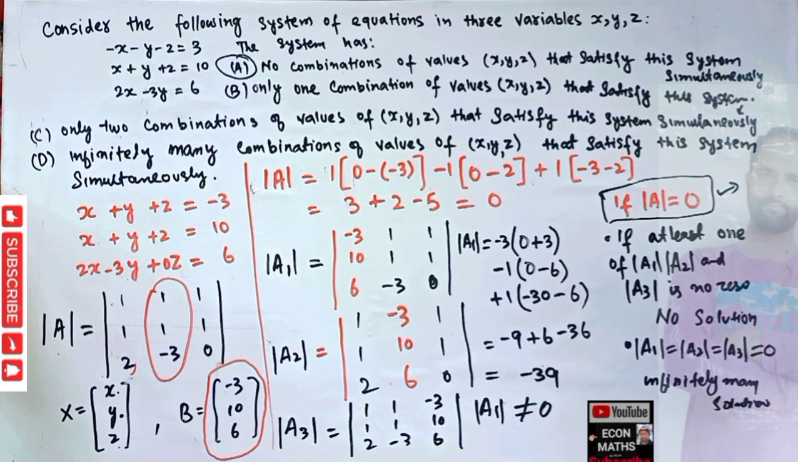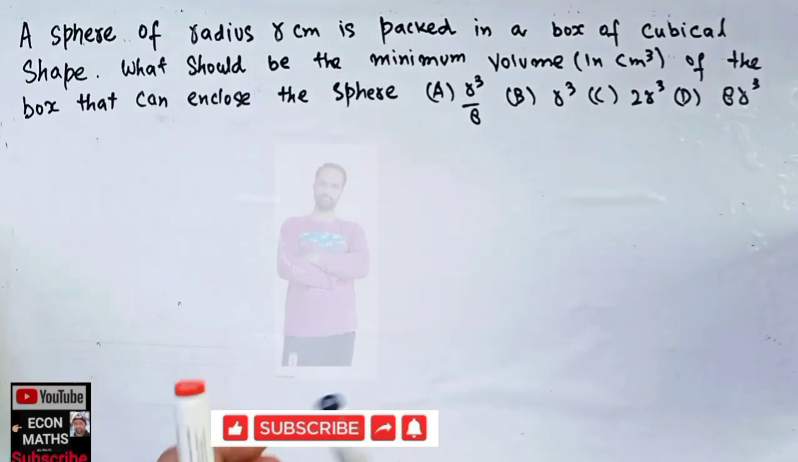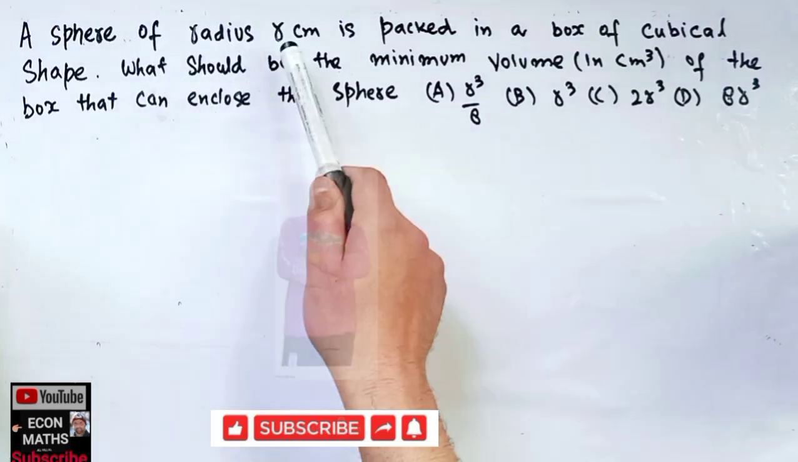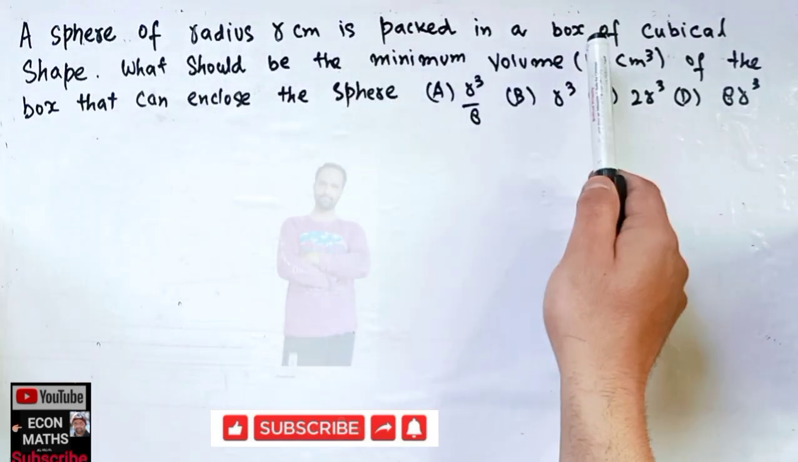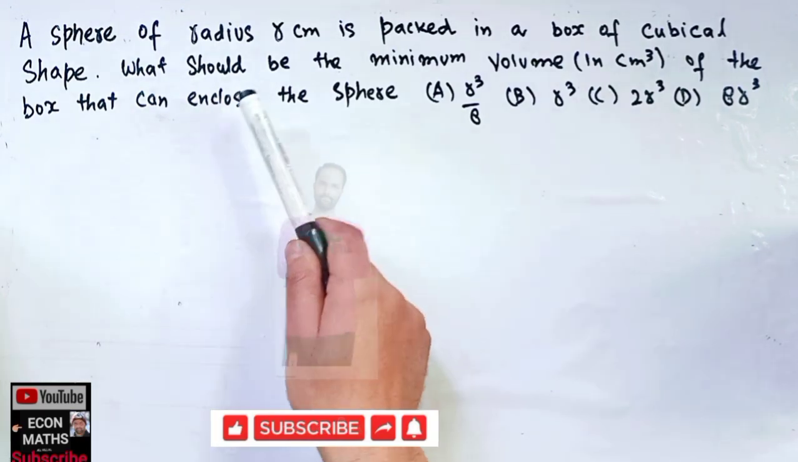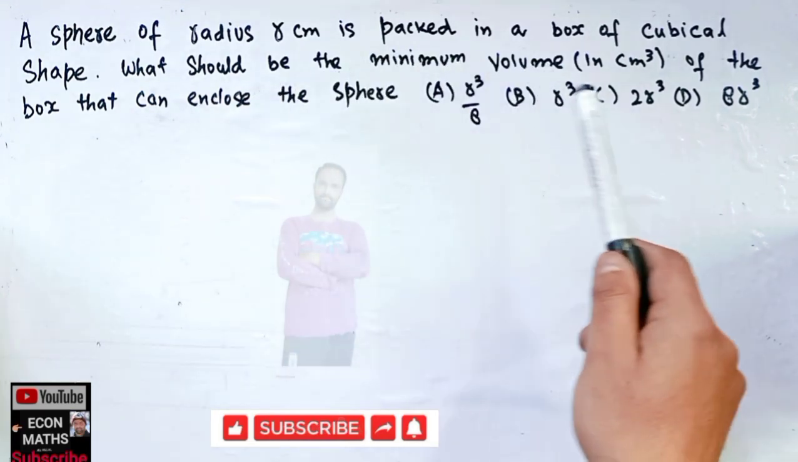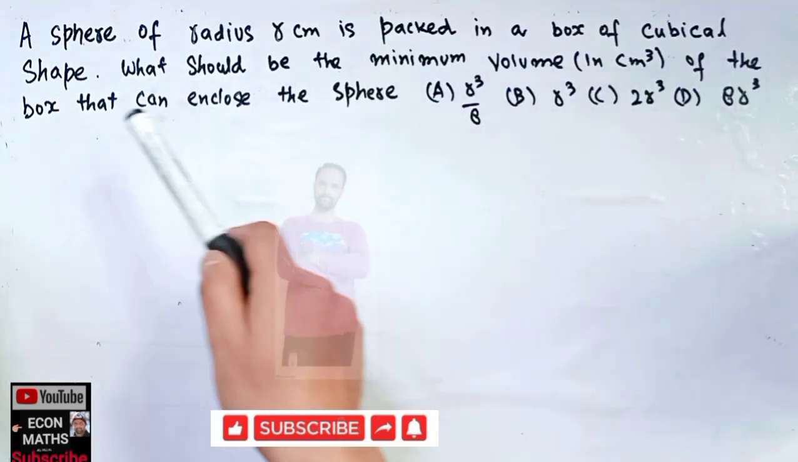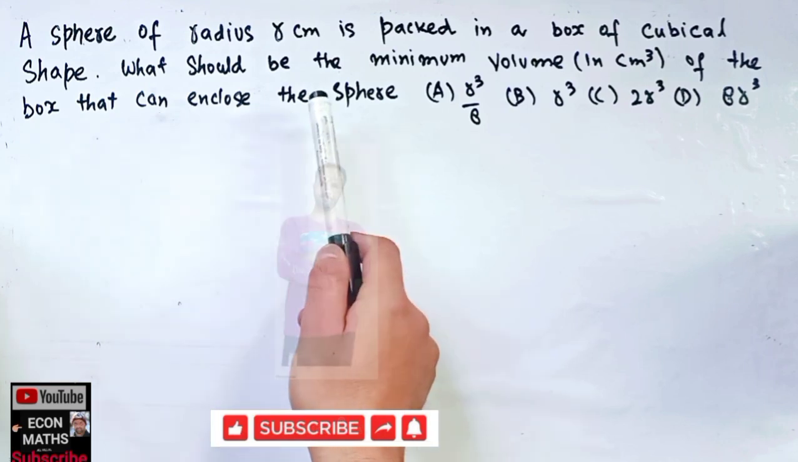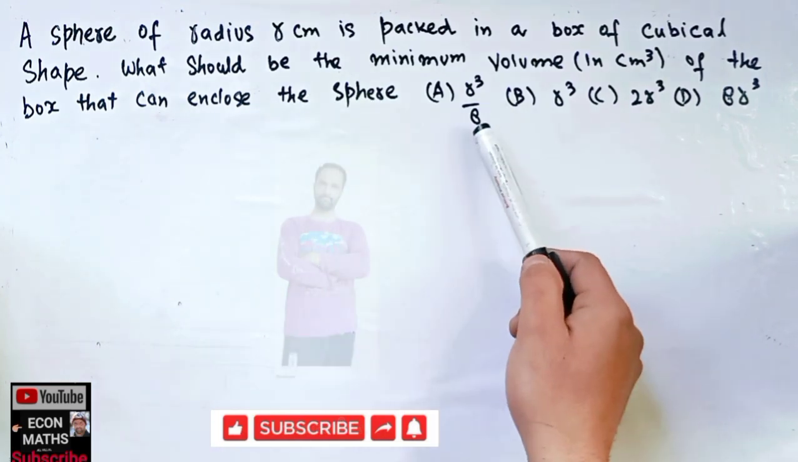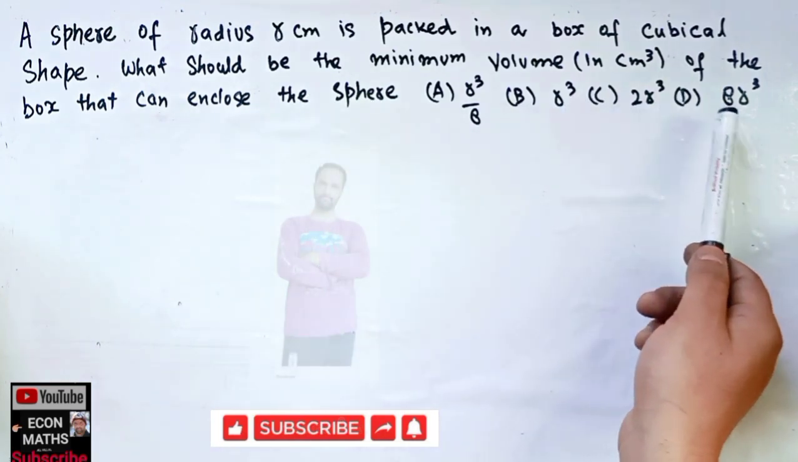Next question is, a sphere of radius r centimeter is packed in a box of cubical shape. What should be the minimum volume in centimeter cube of the box that can enclose the sphere? Options are r cube upon 8, r cube, 2r cube, or 8r cube.